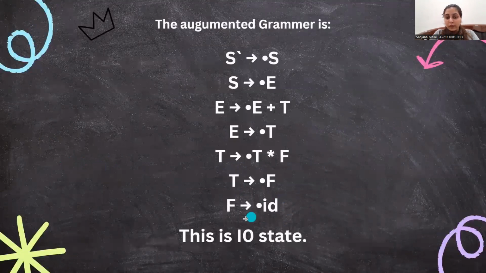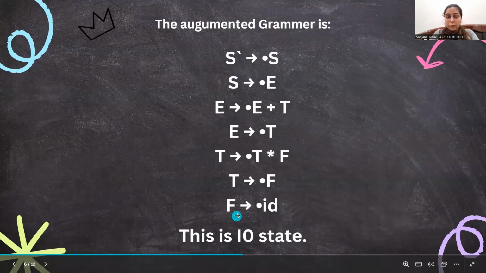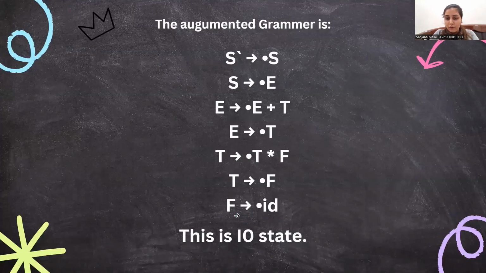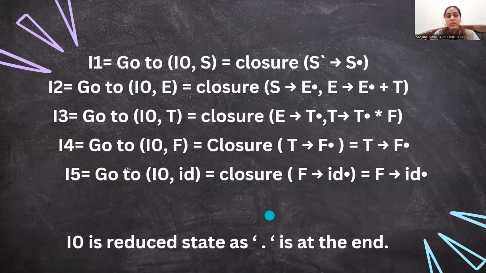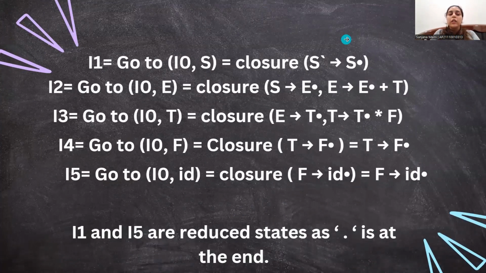Next, I5 will be for the next production. So we'll do goto of this I0 for ID. When we apply that function, the dot shifts to the right hand side. So it will become F tends to ID dot. So now we see that we got all the five states, I1, I2, I3, I4, I5 from I0.